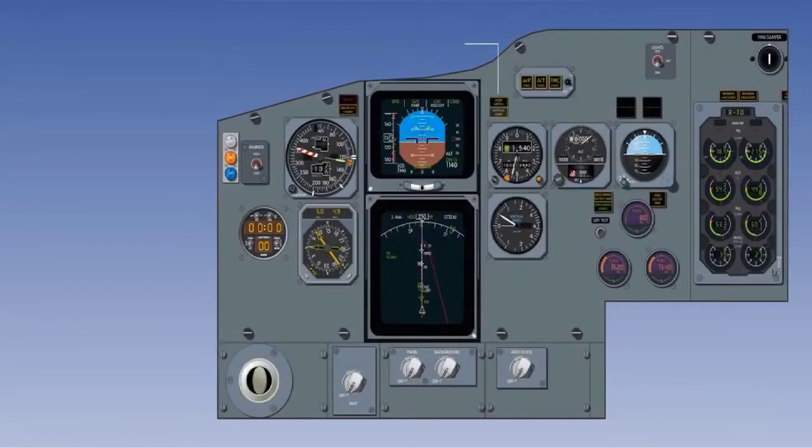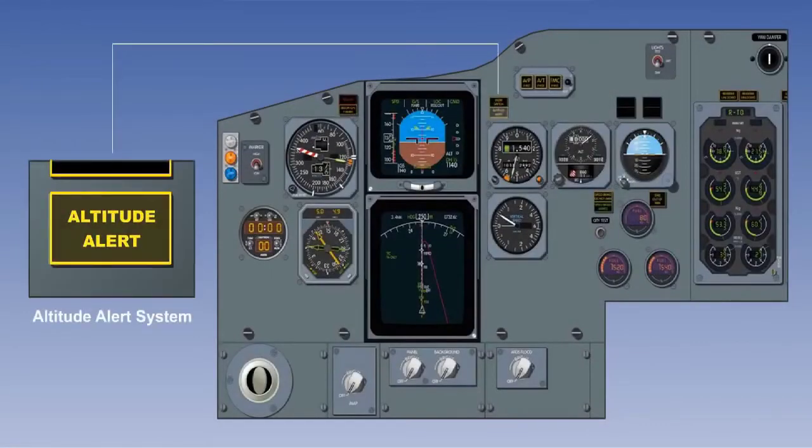In this lesson, we will look at the altitude alert system, during which we will cover the different height ranges, the indications on approaching and deviating from an assigned altitude, the basic components, and EU OPS regulations.